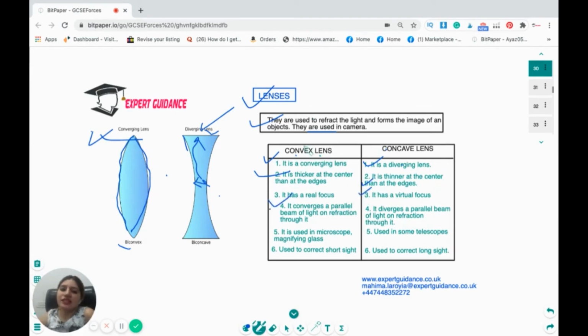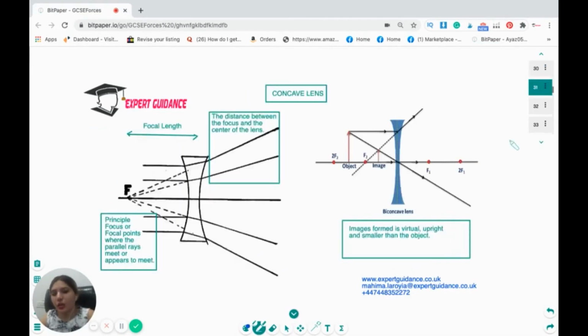The convex lens converges a parallel beam of rays on refraction through it, and concave lens diverges a parallel beam of light on refraction through it. Convex lens is used in microscope as a magnifying glass. Concave lens is used in telescope. Convex lens is used to correct short-sightedness, where concave lens are used to correct long-sightedness.